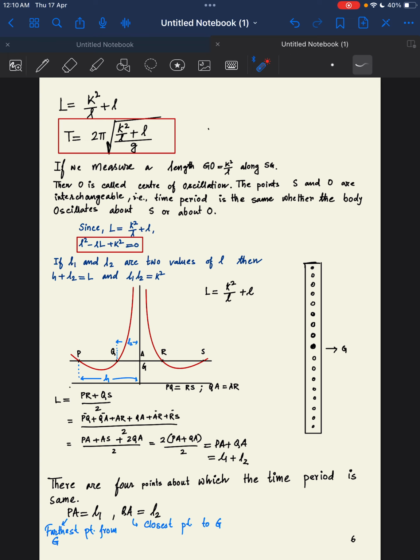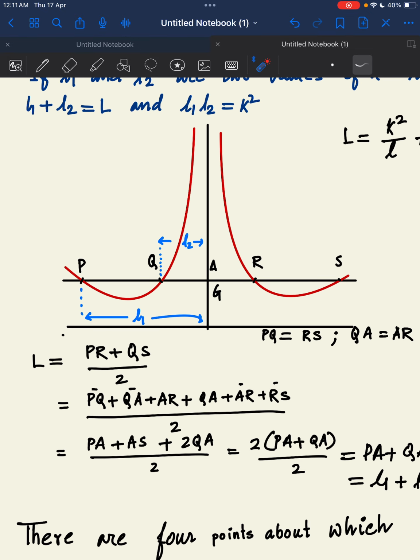So if I can find the value of PA and the value of QA from the graph, then I can simply find L. So L is nothing but PR plus QS divided by 2. Then I can write PR as PQ plus QA plus AR. Then SQ is equal to QA plus AR plus RS. Okay, so segment-wise we can write this. So now PQ plus QA is nothing but PA, and AR plus RS is nothing but AS. So this is your AS.